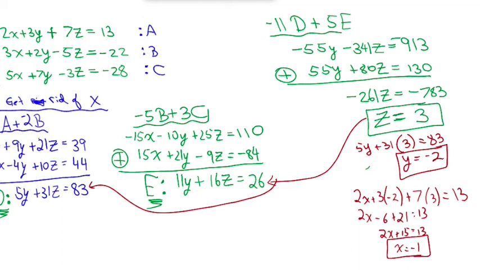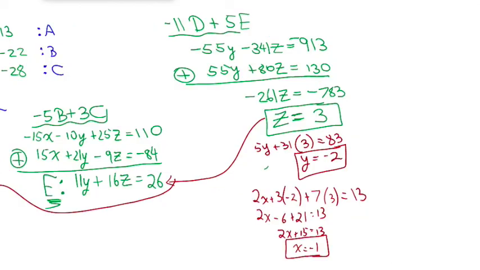Phew. It took up the entire board to find that the solution to that system is x equals negative 1. X always has to go first. Y is second, negative 2. And z is third with 3.